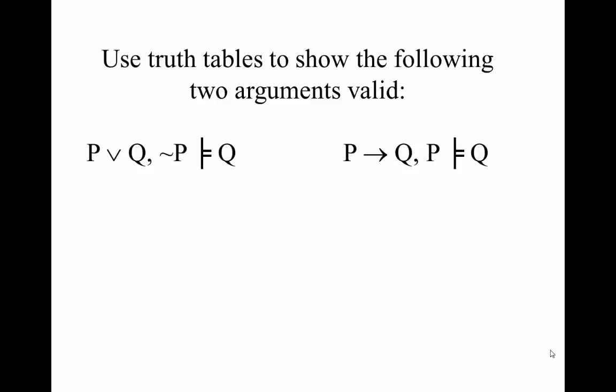Okay, now just for a bit of review, show these two arguments are valid using truth tables. So on the left we've got one that starts with a disjunction. On the right we've got one that starts with a conditional. These are two separate ideas, so we're going to need separate truth tables for them. Go ahead and write these up just for practice. Pause the recording while you're doing that.